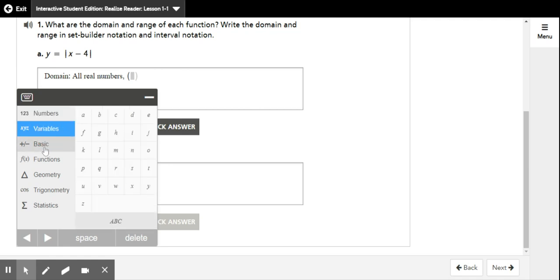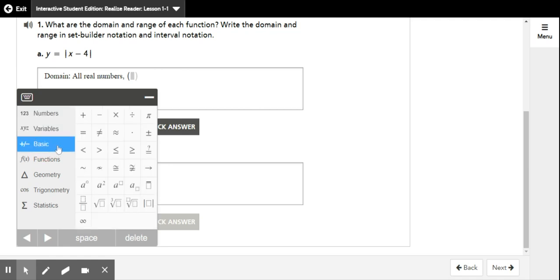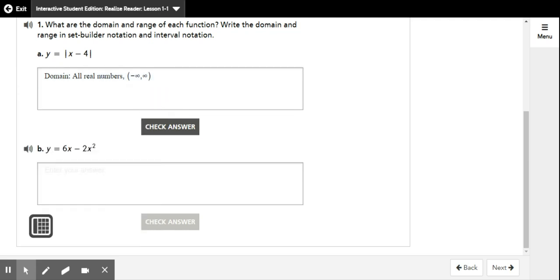Let's see, where's infinity? Variables, basic. All right, so infinity is under basic, that button right there. So I want to put a negative sign first, then infinity, then a comma. I have to go hit the cursor again, and then infinity again, and that's it. Again, what that notation means is that the function covers to the left infinity and to the right infinity, covers everything.